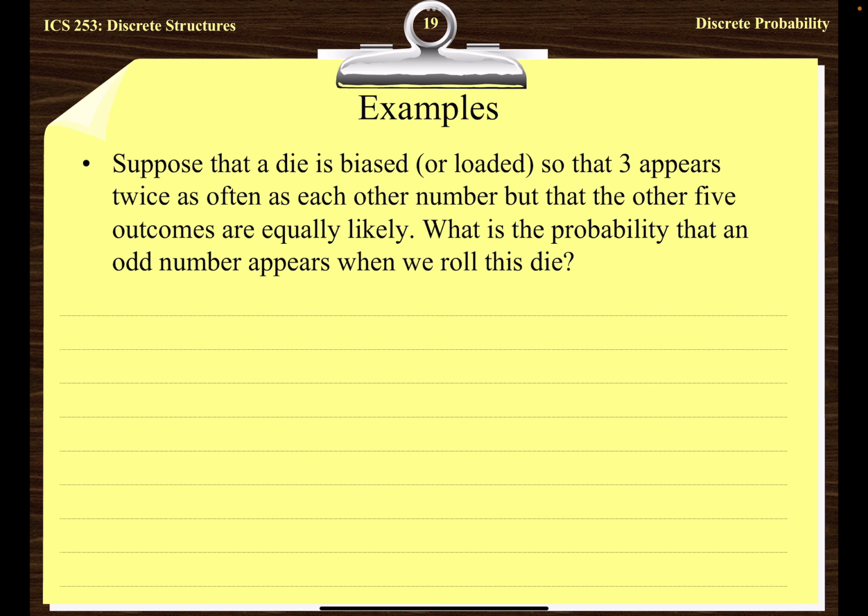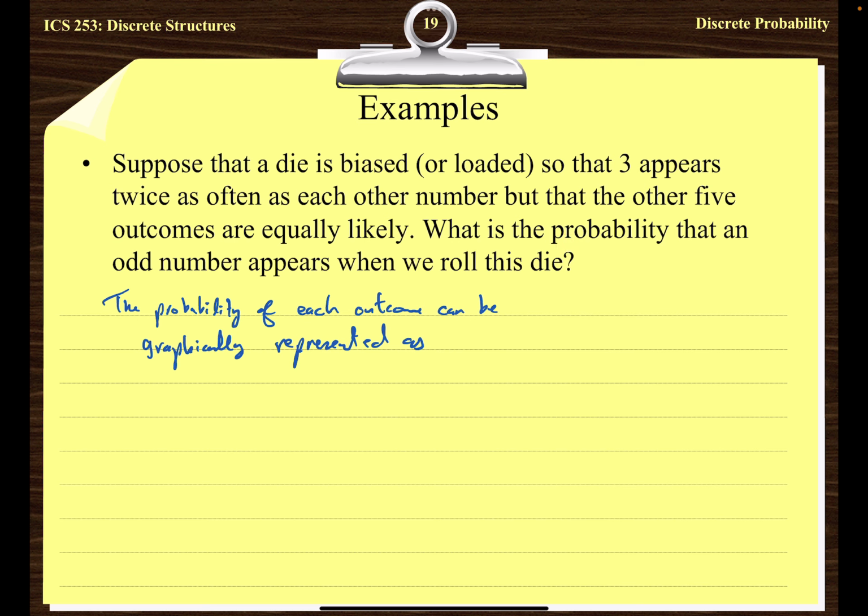So the probability of each outcome can be graphically represented as. Now, what does it say? It says 3 appears twice as often as each other number, and the others are all equally likely.